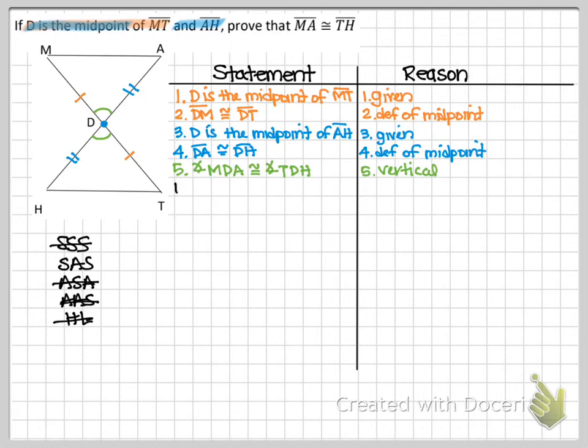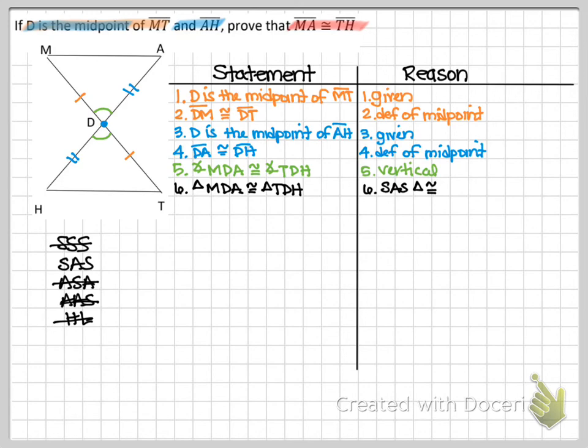So 6. This is where I name the triangles. Now, I was super careful about how I named the angle, so I'm going to use that same order. So MDA and TDH. Notice that I'm using a triangle symbol here though. So number 6, and my reason was side angle side triangle congruence. Okay, I'm almost there.